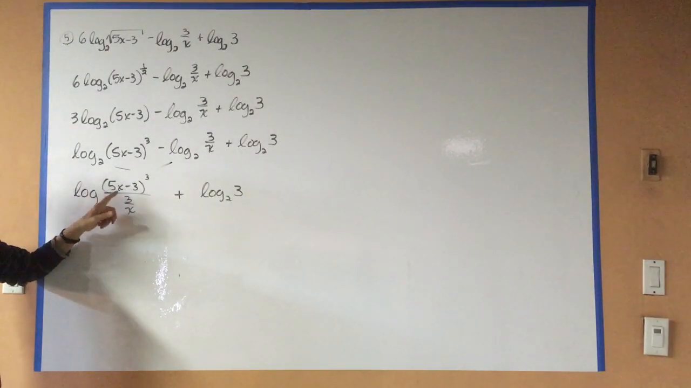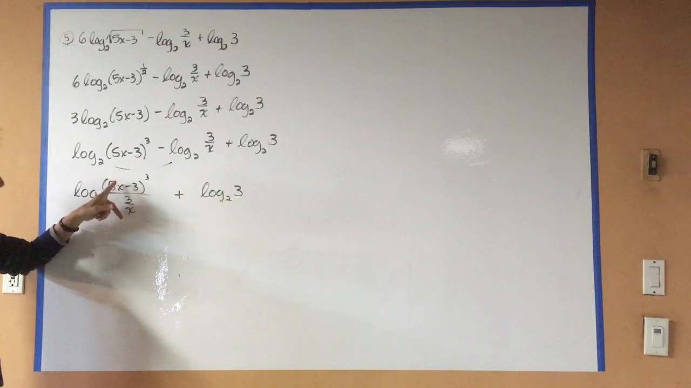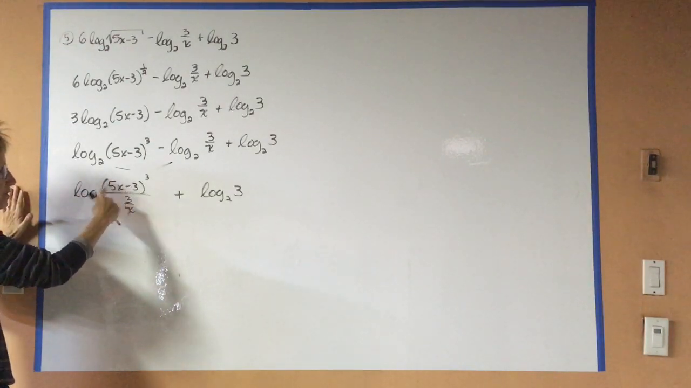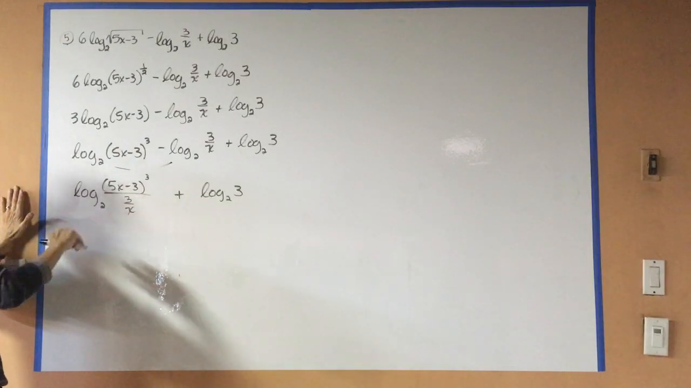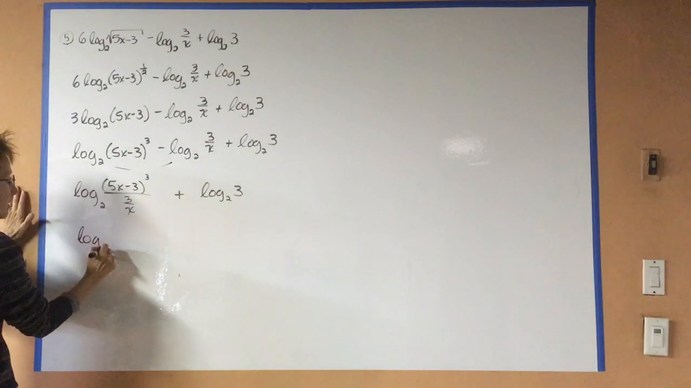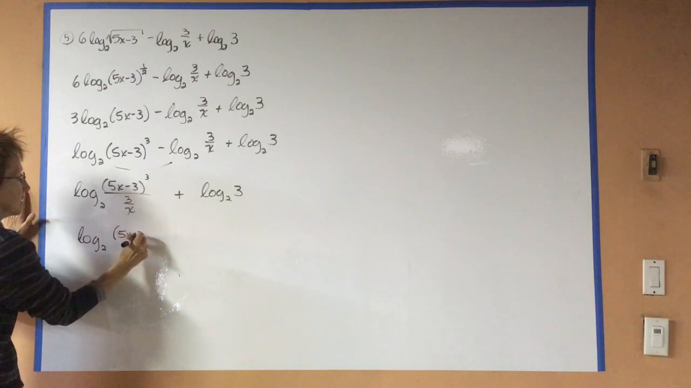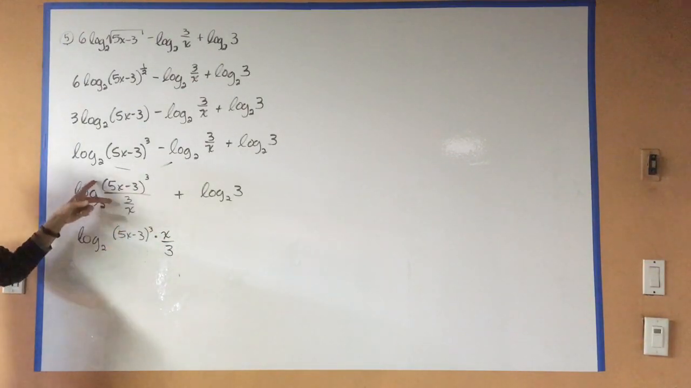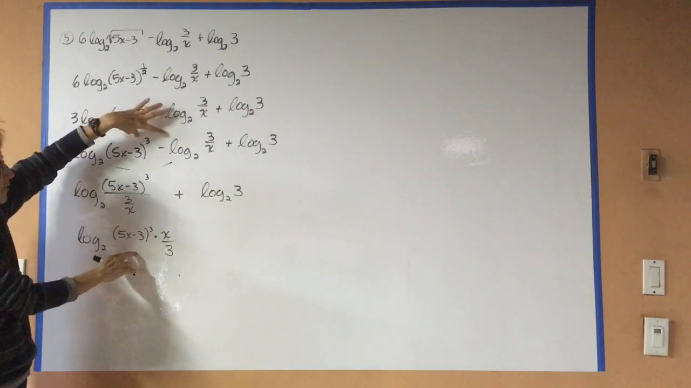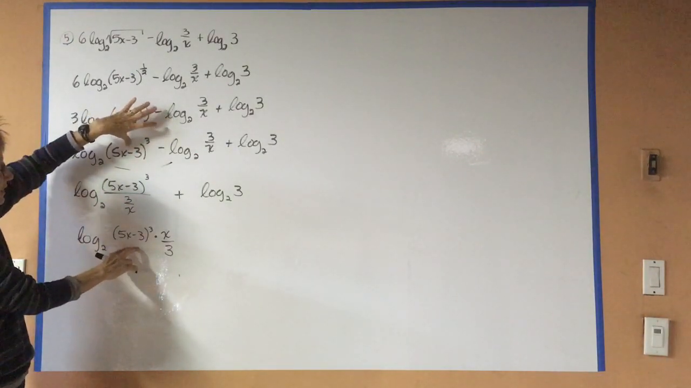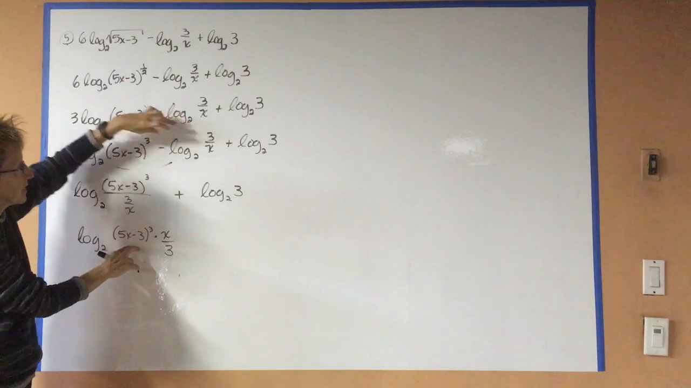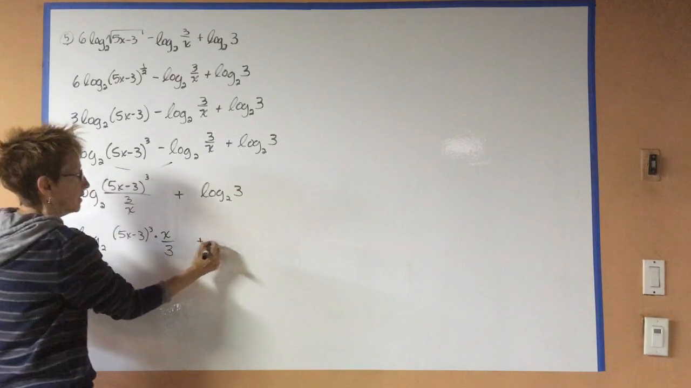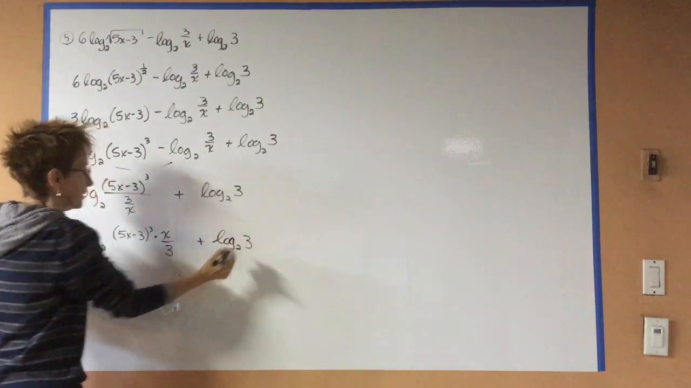This is a complex fraction, but I can just think of it as (5x minus 3) cubed divided by 3 over x, so that means it's actually (5x minus 3) cubed times x over 3. If you want to skip that step and go to here, that's fine. Just understand it's (5x minus 3) cubed times the reciprocal of this. And then we still have this log base 2 of 3 that we need to consider, but let's finish this off.